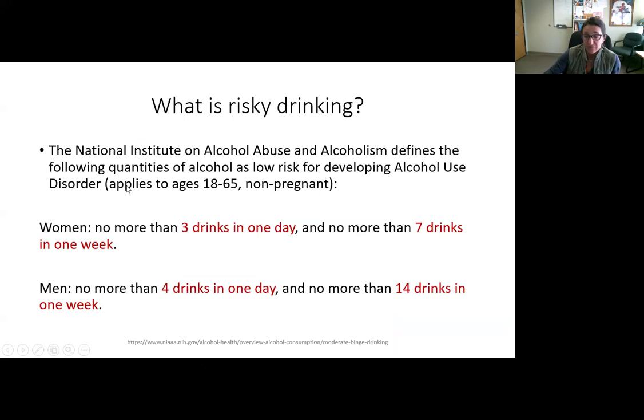Quantifying risky drinking, or assessing for risky drinking, is based on the amount. And then we'll see that alcohol use disorder is based on different diagnostic criteria. So the National Institute of Alcohol Abuse and Alcoholism has defined the following quantities for low risk drinking, and this applies to non-pregnant adults. So for women, that would be no more than 3 drinks in a day and no more than 7 drinks in a week.